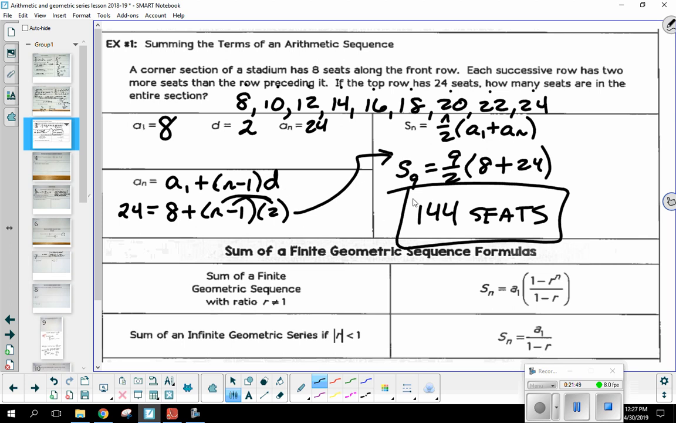Is everybody okay with that? Does that make sense? Okay. That's what we refer to as a series, when you start adding the terms of a sequence.